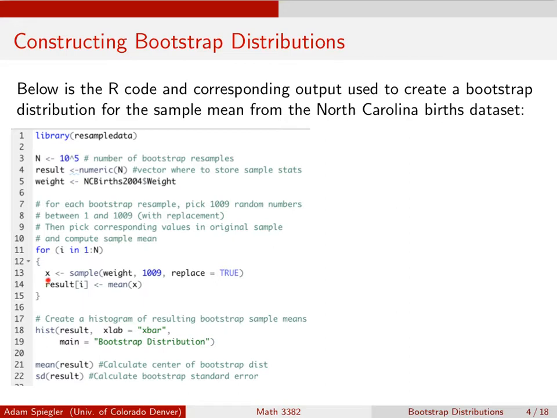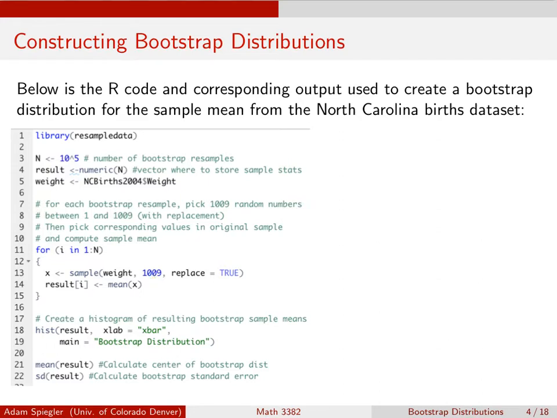So X denotes each Bootstrap sample that I create. I'm going into the variable weight, which has the 1009 weights. The first entry in this sample command is what vector we're sampling from, so we're sampling from the weight vector. The next entry is how many values you're going to pick from that variable. We're going to pick 1009, because we want each Bootstrap sample to have the same number of values as our original sample.